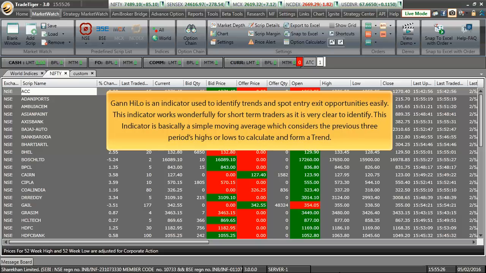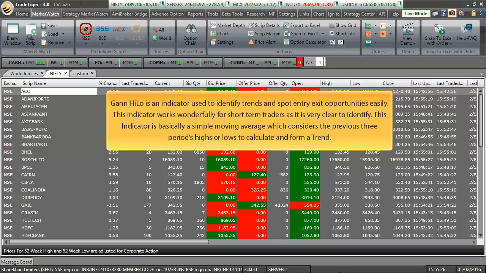So let us go ahead by looking at the first indicator, which is Gann HiLo indicator. This indicator is used to identify trends and spot entry exit opportunities very easily. This indicator is very useful for short-term traders as it is very clear to identify.